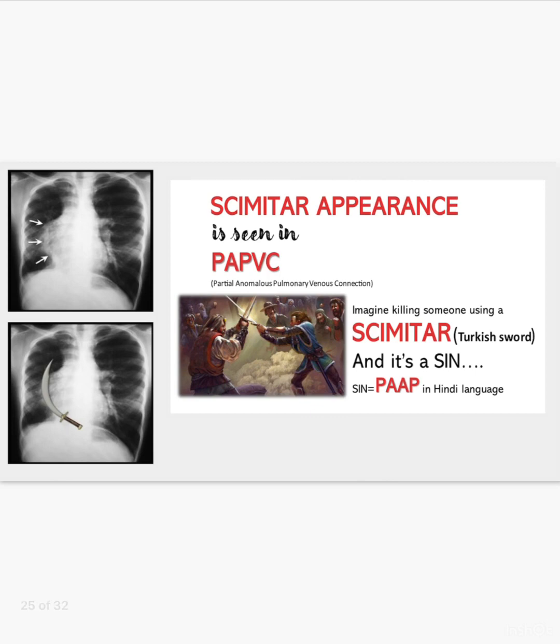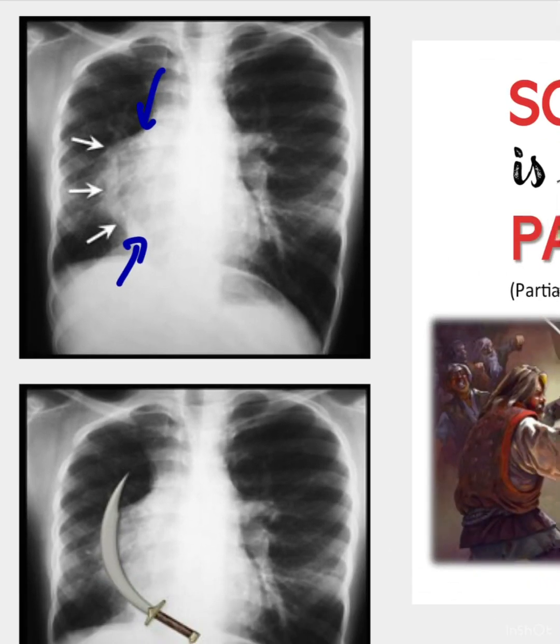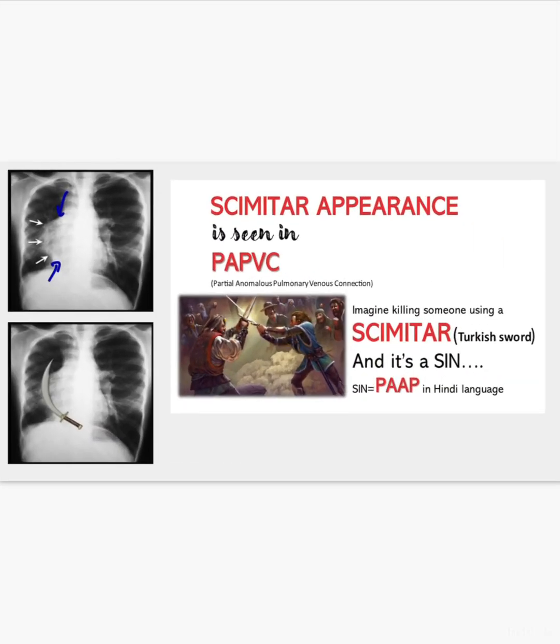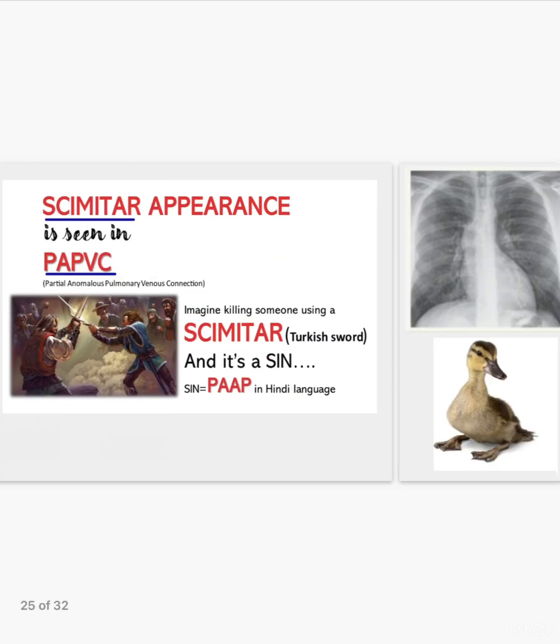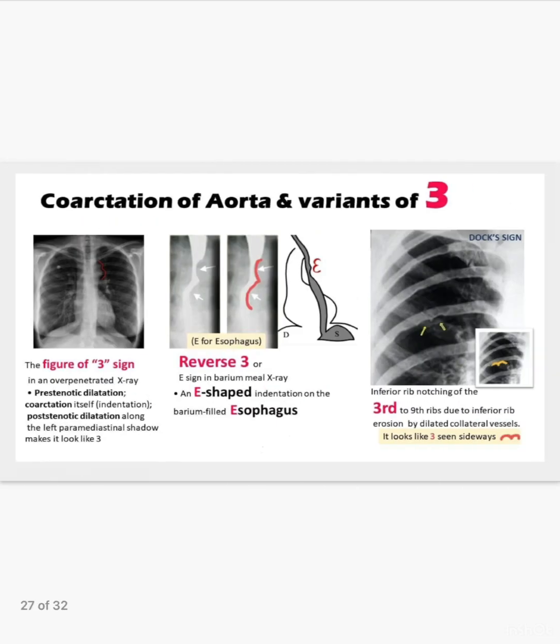Now see this appearance, if you look carefully, guys, this looks like a sword. So this is again important. This is your scimitar sign that is seen in PAPVC, that is partial anomalous pulmonary venous connection. Again, an important thing that you need to know. Then this looks like a sitting duck sign that is seen in your persistent truncus arteriosus. Again, an important thing.